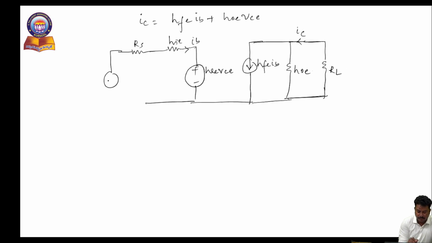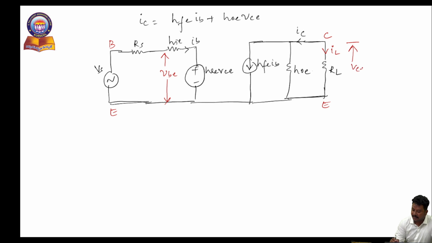And the input source as VS. Now, if you carefully observe here, this is input voltage VBE, and this is IL. Now, as we know that the output is taken across the collector, input is applied across the base, and the emitter is common. The output voltage is nothing but VCE or V0. In this common emitter configuration, V0 is nothing but VCE.